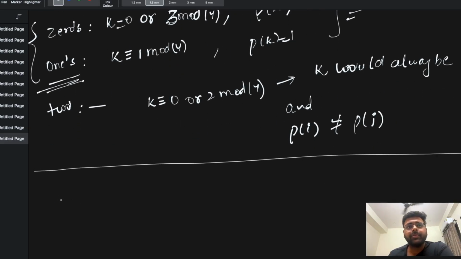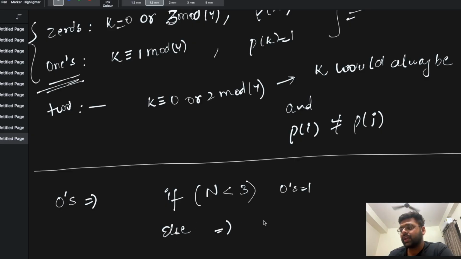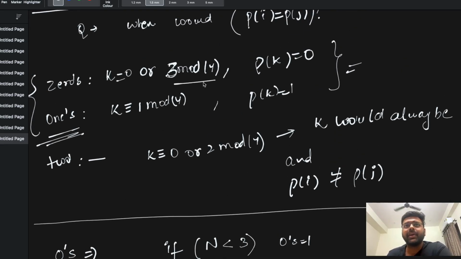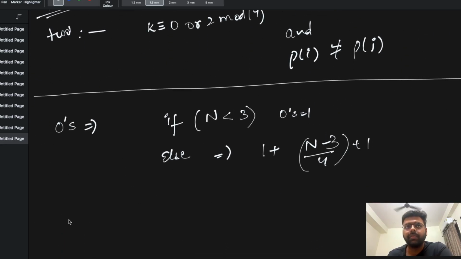So how would you calculate all of the zeros? If I need to calculate all of the zeros, it would simply be 1 plus... Okay, so let's talk about this. If my n is less than 3, my zeros would simply be 1, else my zeros would be 1 plus (n minus 3) by 4 plus 1, right? Just solve this particular mathematical equation. You would be able to solve it by the pattern only, when you see the pattern.